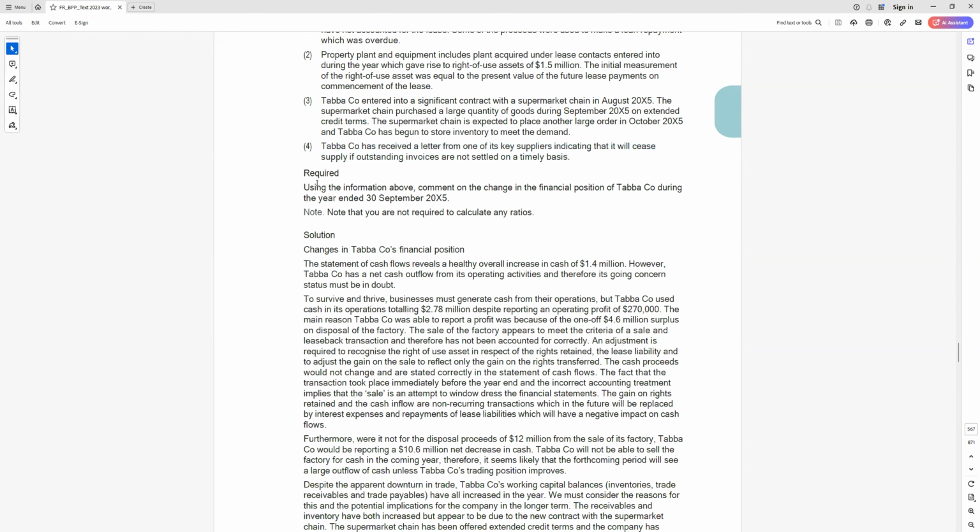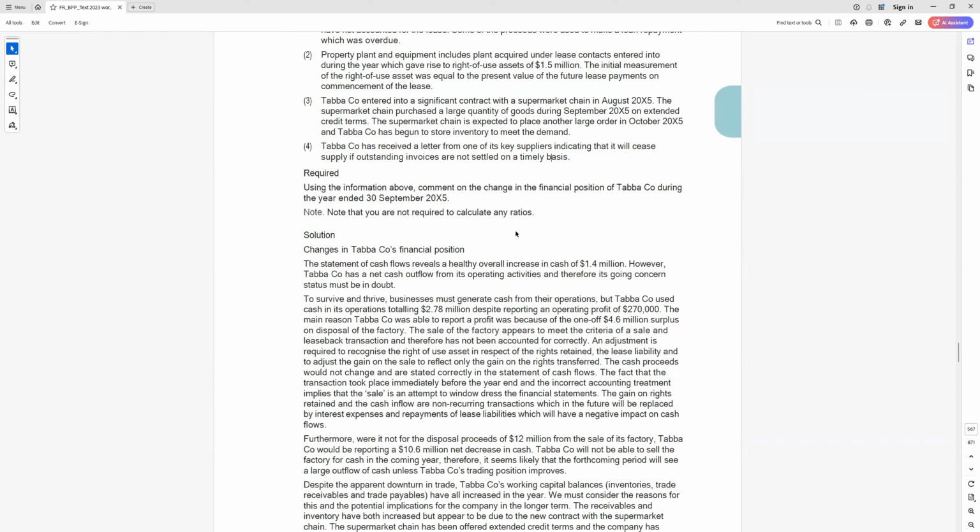Now let's look at the requirement. Using the information above, comment on the changes in the financial position of TICO during the year ended 30 September 2015. Note that you are not required to calculate any ratio. So you don't have to calculate any ratio. Just say what is happening here, why it is happening, and what the reason behind it is. Sometimes we may need to use the word maybe, because some of the answers we don't know.